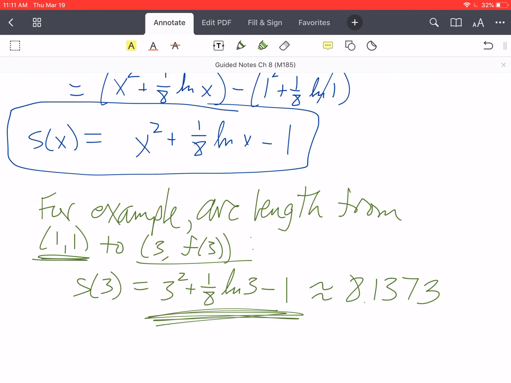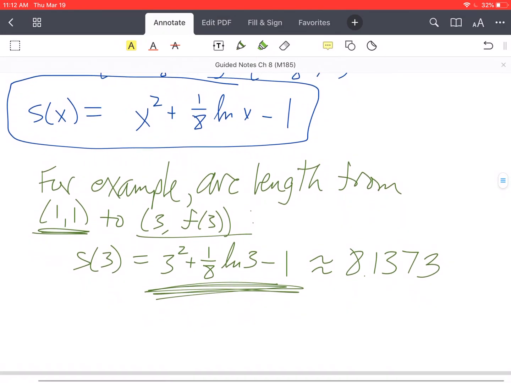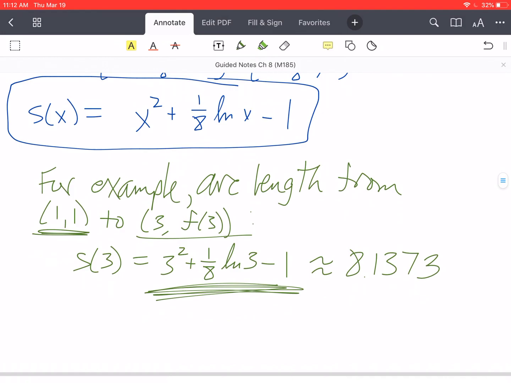Okay. So this formula for the arc length allows us to get arc length from a specific starting point to any value on the curve that we want. All right, and that is section 8.1. So that's the end of our topic about arc length. We will be seeing it come up in the next section as well, but we'll get to that when we start section 8.2.